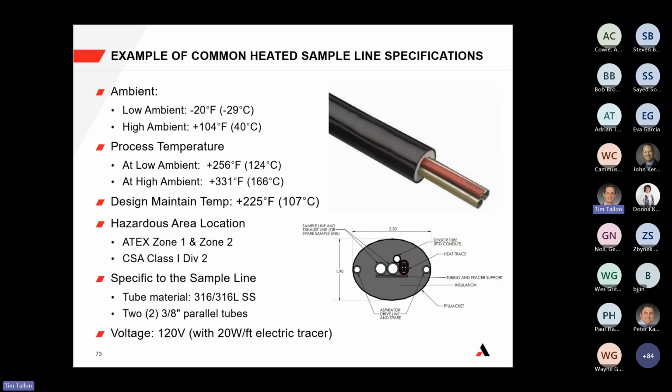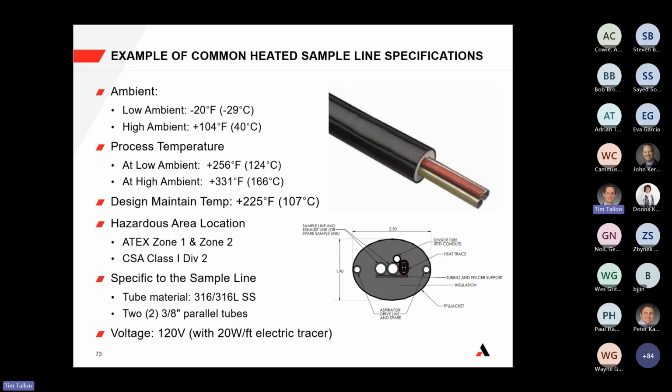He has just one line down here that we typically use, the 120 volt with a 20 watt tracer in it. And with a controller that allows us to get at least up to the maintained temperature of 225. We could probably go a little higher for those applications where there's a very mild acid dew point.